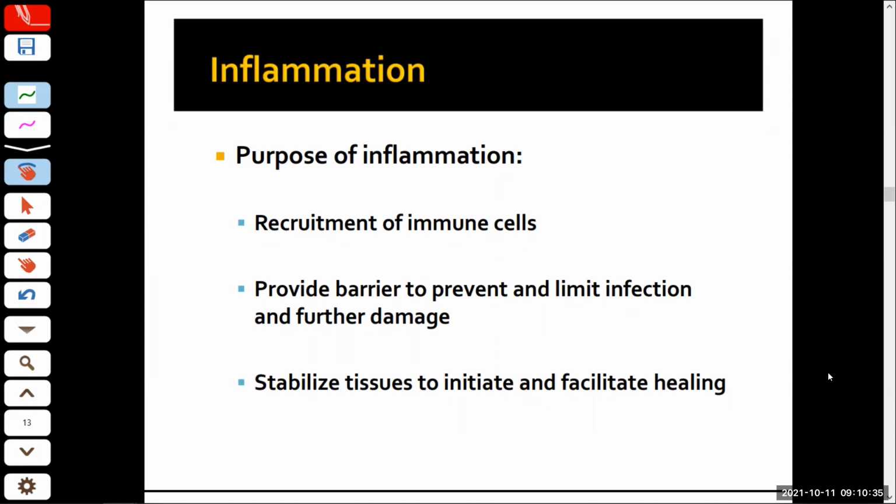Why do we get inflamed? What's the whole point here? The whole idea is to recruit immune cells, provide a barrier, and prevent or limit infection. We will not be talking about wound healing just because there's not enough time, unfortunately. So the whole purpose of inflammation: bring on the immune cells, stop the infection.